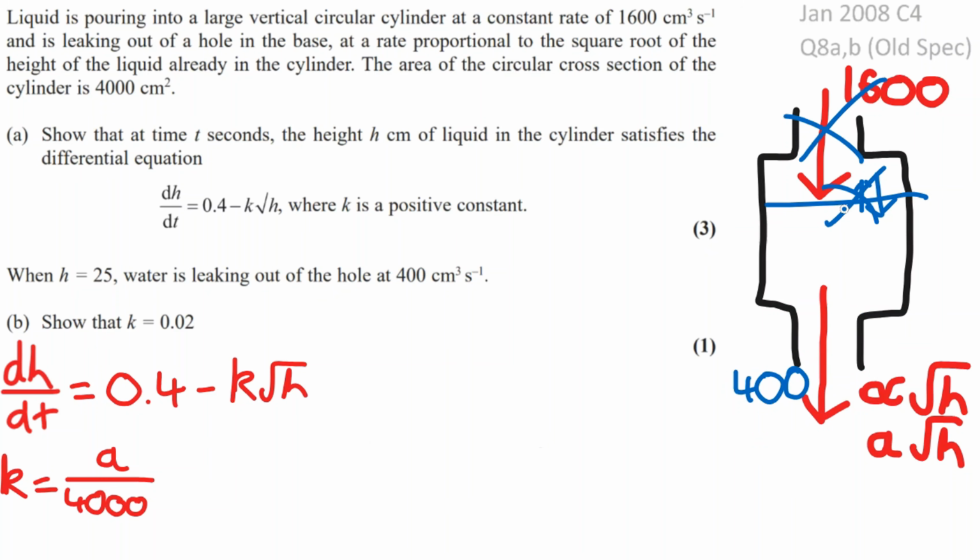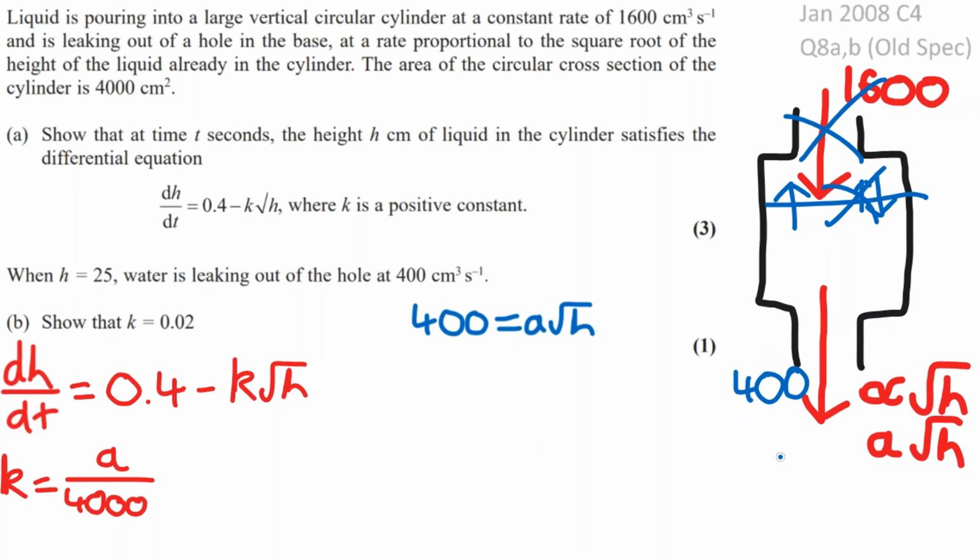And actually, if you think about it, as the water is coming in at a constant rate of 1,600, and in this example it's leaving at a rate of 400, the overall volume of water is obviously going to go up, as this number is bigger than this number. So there's more water coming in than coming out of the hole at the bottom. But what this question is saying is that water is leaking out of the hole at the bottom here at 400, and we know that the rate is a root h, which we figured out in part A.